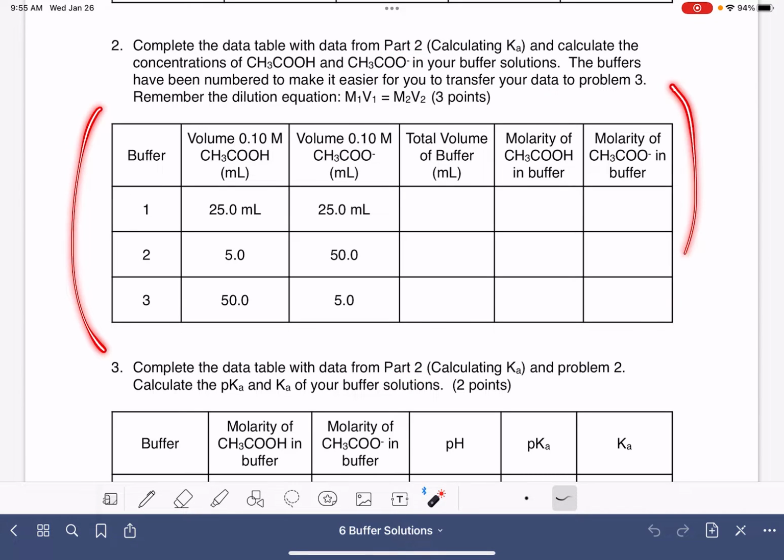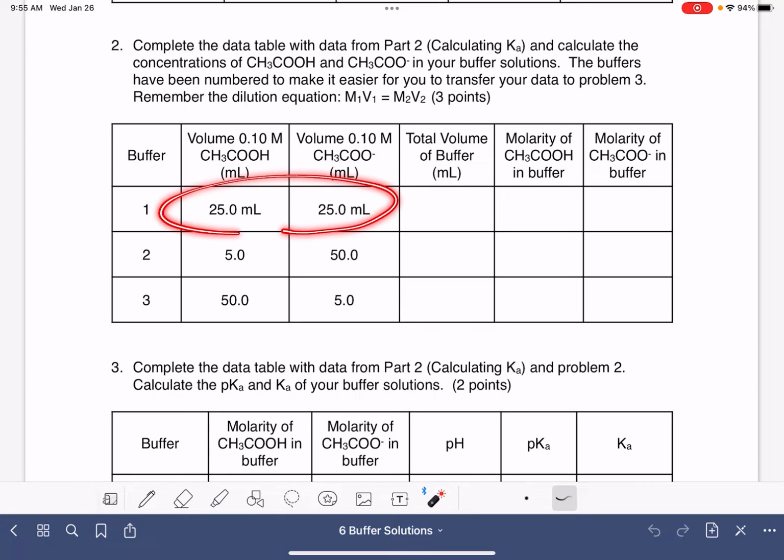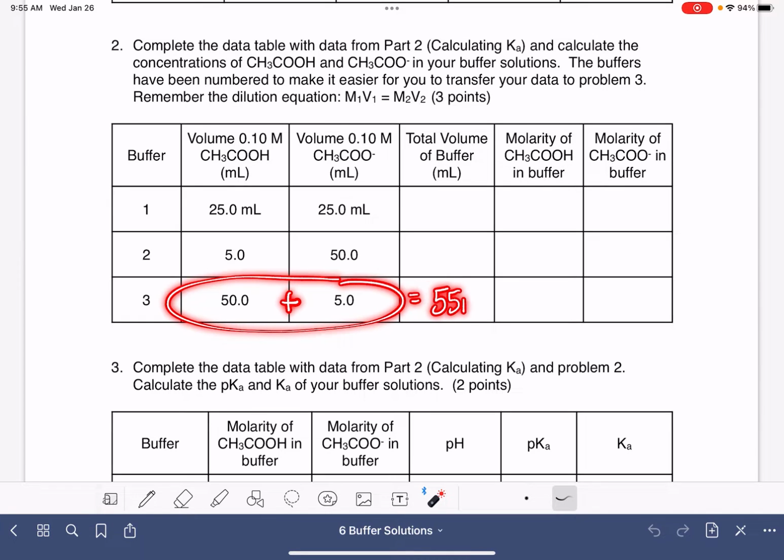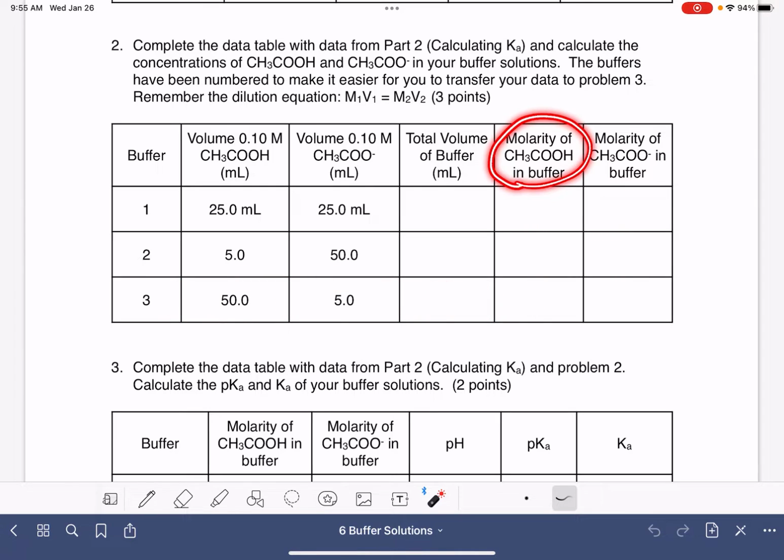In this first data table, you're going to be reporting the total volume of the buffer. That is just the combined volumes of the 2 solutions that you mixed together. So all you have to do here is just add these up. And then in the last 2 columns, you're going to be calculating the molarity of the acetic acid and the molarity of the acetate in the buffer. To do this, you're going to use the M1V1 equals M2V2 equation.